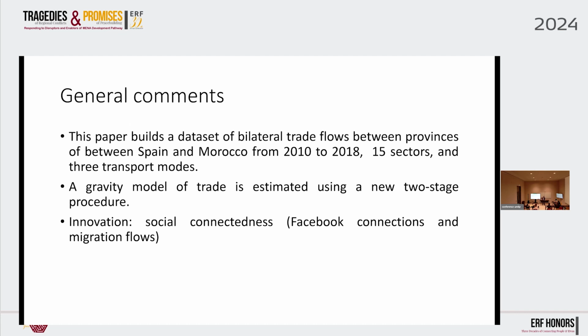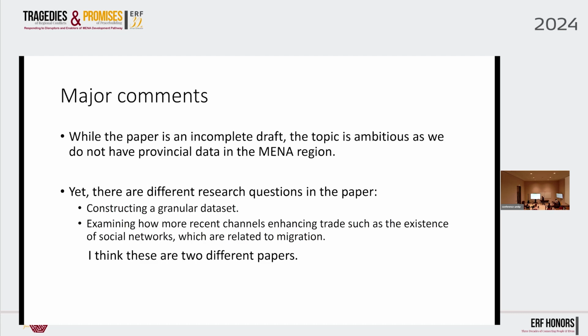In the version I received, one of the innovations that was supposed to be done in the paper is to examine the social connectedness effect on trade. They mentioned that it will be measured by Facebook connections and migration flows. The version that I received was an incomplete draft because we didn't have the results, not a single table of the regressions. So I wasn't able to give comments on the regressions themselves.